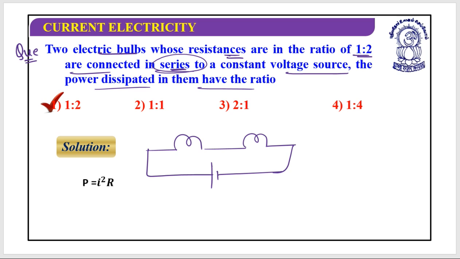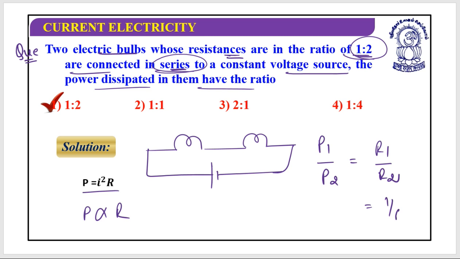As I know they are connected in series, P is directly proportional to R, because P is equal to I squared R, and as the current will be the same, P is directly proportional to the resistance. So when they are directly proportional to the resistance, what can I have? P1 by P2 can be written as R1 is to R2, and R1 is to R2 is given as 1:2. So their power consumption would be P1 is to P2, written as 1/2.